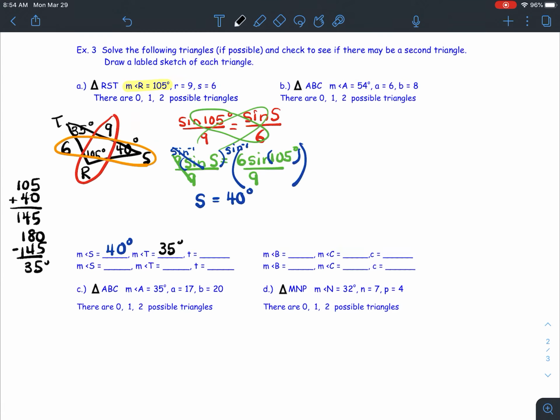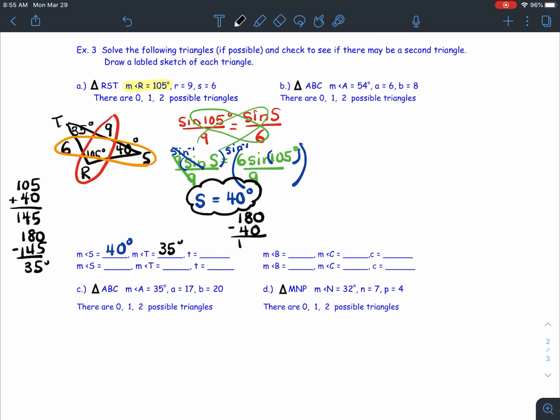We need to find angle T here. Oh, I'm sorry. I probably should have mentioned that before I found angle T. As soon as you get this very first angle that you find, just to make sure that there's not also a second triangle that you could make, what you immediately need to do is take 180 minus that angle. If there is a second triangle, angle S in the second triangle would be 140 degrees.